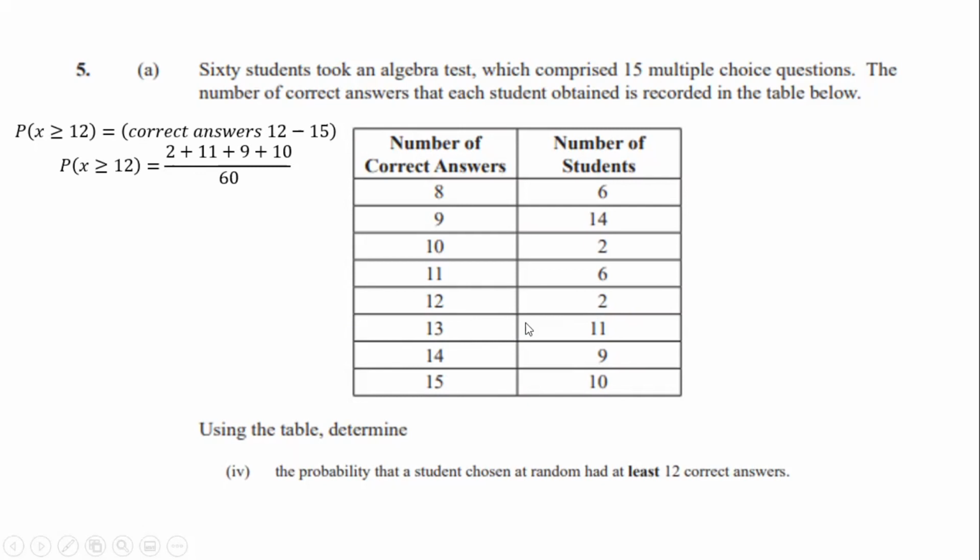And all of that is expressed over the total number of students. Remember, when we're looking at probability, the formula is what you're interested in over the total amount. When we add 2 plus 11 plus 9 plus 10, we get 32. So we have 32 over 60, and this can be simplified a bit. 4 into 32 goes 8 times, and 4 into 60 goes 15 times. So the probability that a student chosen at random had at least 12 correct answers is 8 over 15.